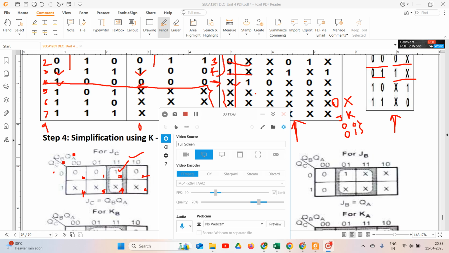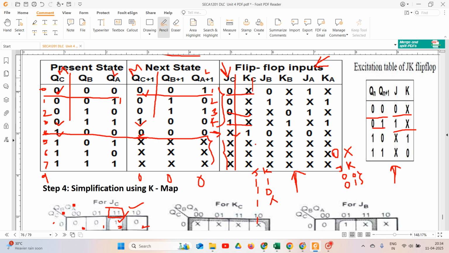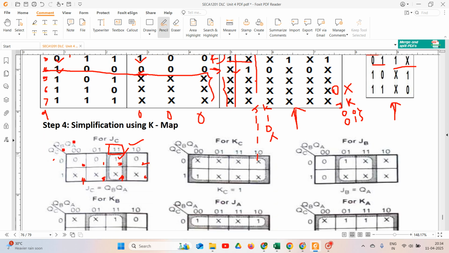So after grouping, you have to find out the characteristic equation. For JC, here we are grouping these two cells, so QB, QA. Similarly for KC, based on these values you have to fill this table, right? It is an octa group, so we will get KC is equal to 1. This is an octa group, okay?